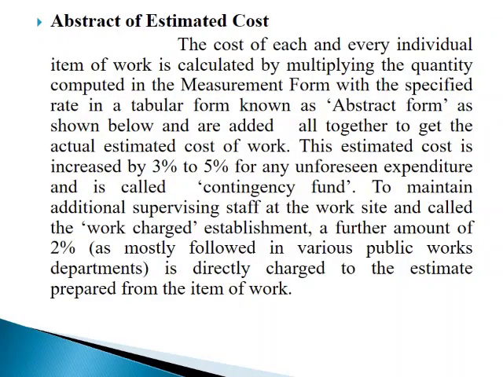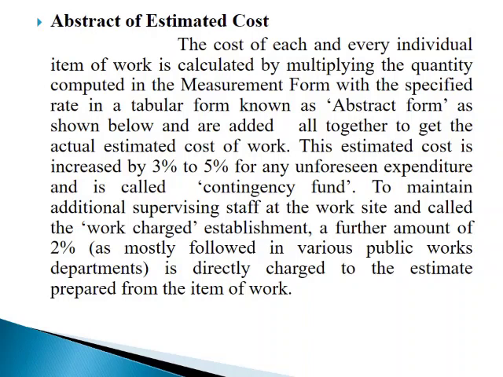Next is the abstract sheet, or abstract of estimated cost. The abstract sheet is worked out with the measurement sheet. The cost of each and every individual item of work is calculated by multiplying the quantity computed in the measurement form, or measurement sheet, which we have already seen, by the rate of that item. This is called the abstract form or abstract sheet.